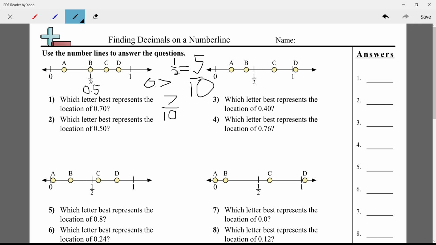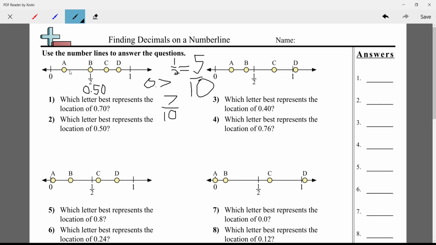So since I know that 1/2 is equal to 5 tenths, then for question 2, which letter best represents the location of 51 hundredths? Well, 51 hundredths is the same as 5 tenths. So the answer for number 2 would be B. Now we have to think what would be 0.7 or 7 tenths or 71 hundredths.